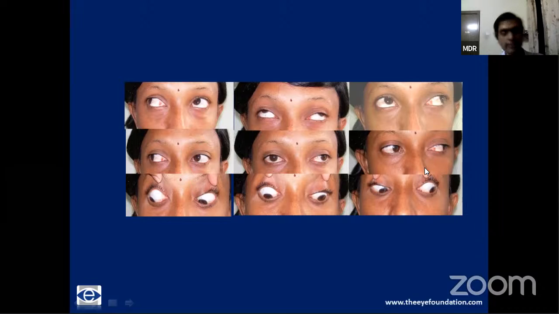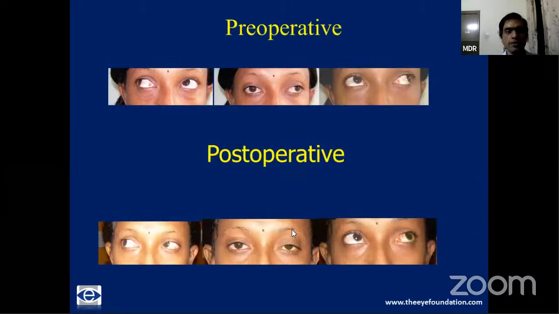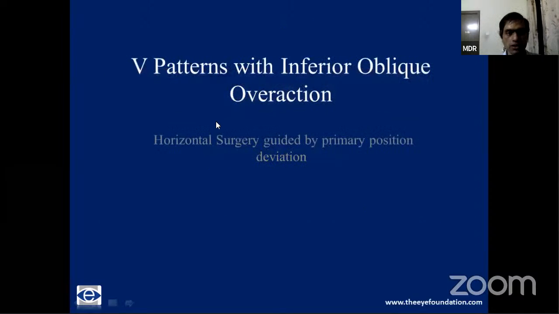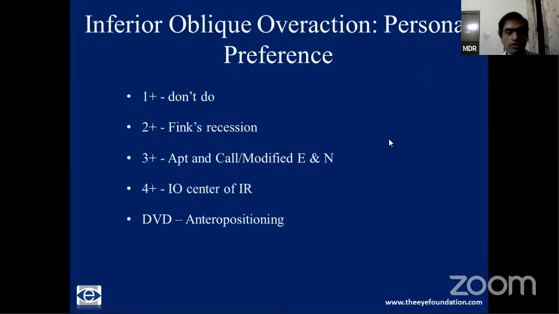So we did a 3 rectus surgery, bilateral LR recession and left medial rectus resection. And postoperatively, we got a good correction of the primary position. In addition, if you see, the upshoot or the so-called inferior oblique overaction is also gone. So for V patterns with inferior oblique overaction, the horizontal surgery is guided by the primary position deviation. Do not make any adjustment because inferior oblique surgery does not influence the primary position deviation.